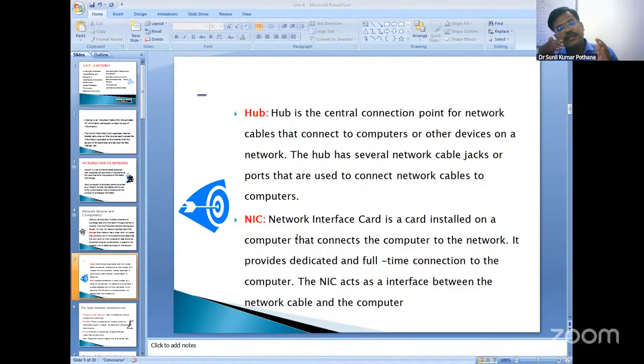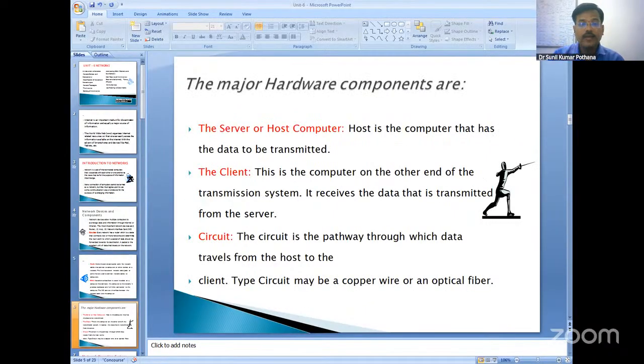Besides the devices, a network also consists of certain components. Broadly, they are divided into software and hardware components. Here, we once read about the major hardware components. The first is the server, otherwise called a host computer. The host is the computer that has the data to be transmitted.